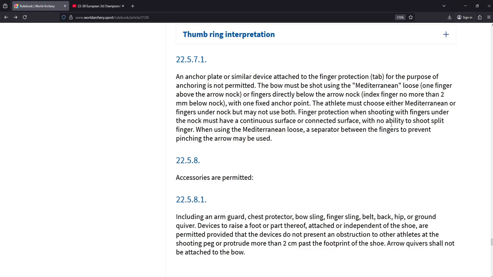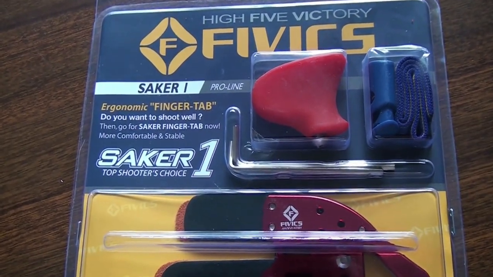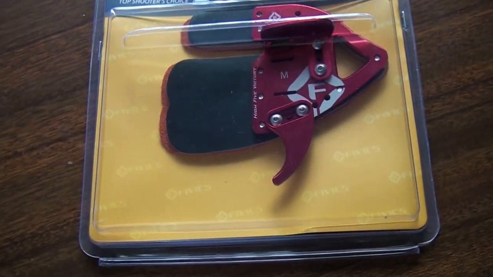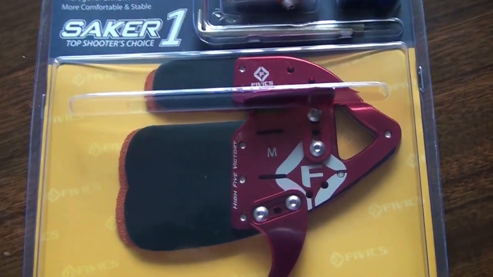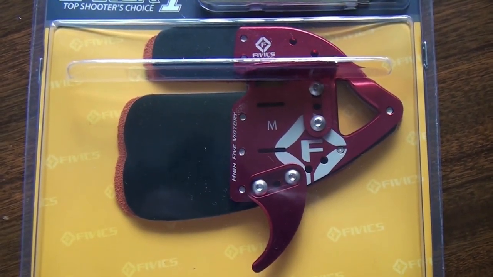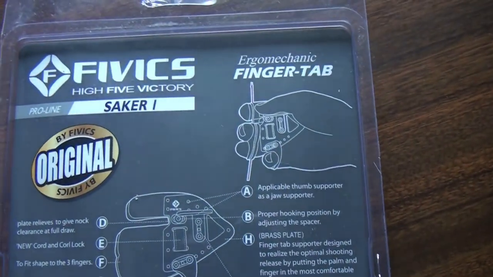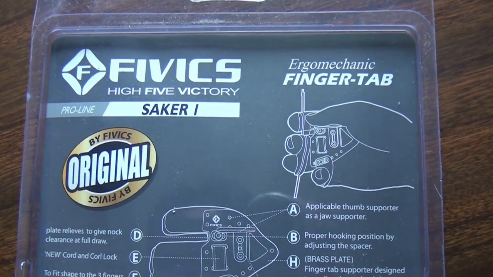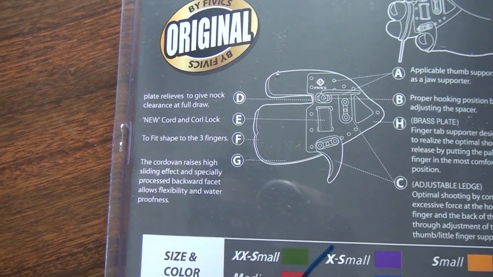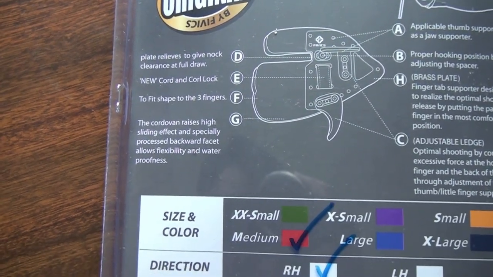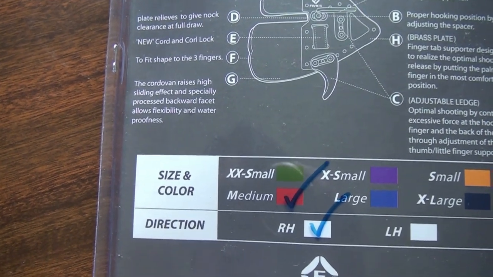The finger protection, when shooting with fingers under the nock, must have a continuous surface or connected surface, therefore no ability to shoot split finger. For those wondering, if you shoot 3 under, which is common for barebow, you can have finger tabs which have no finger spacer or no gap. Normally finger tabs have a gap for the arrow, but you wouldn't really normally use that for a 3 under use. So 3 under tabs have no finger space or nock space, whereas these Mediterranean tabs do.